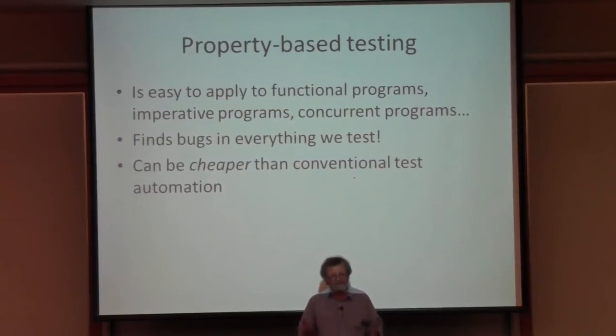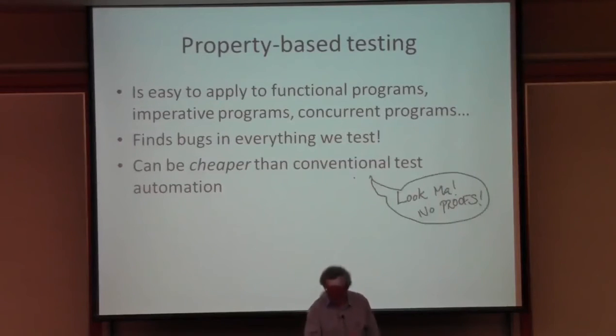A QuickCheck specification is a formal specification, but we don't have to do any proofs. And that's great, because proofs are expensive. So we found a very cheap way to make use of formal specifications and to try out using them to improve the quality of all kinds of real industrial software.